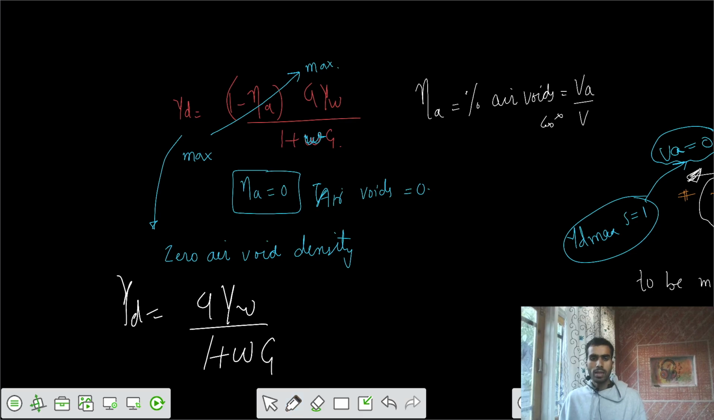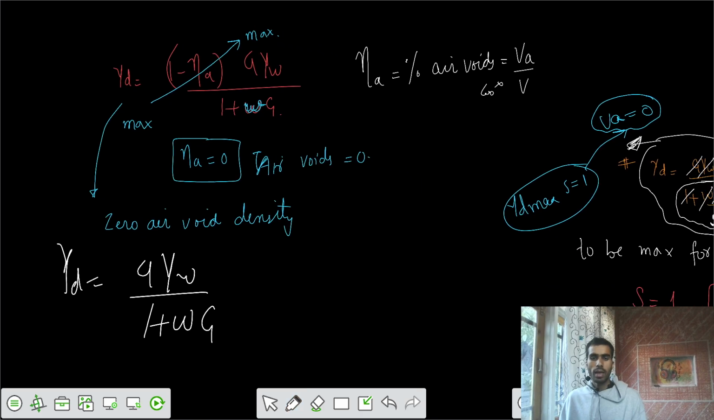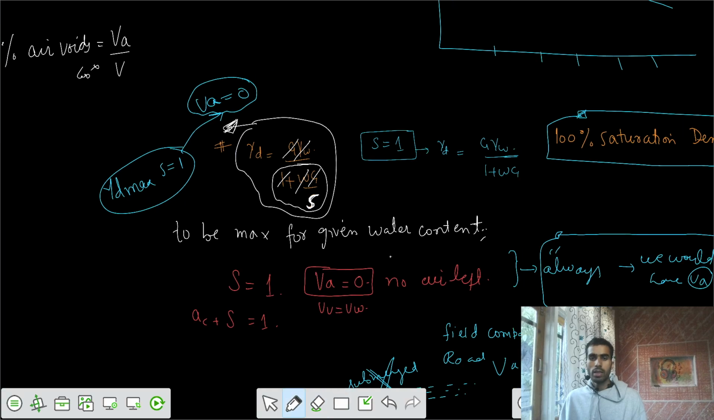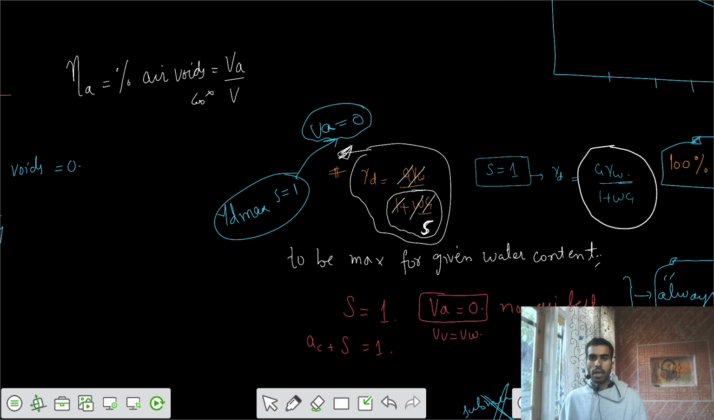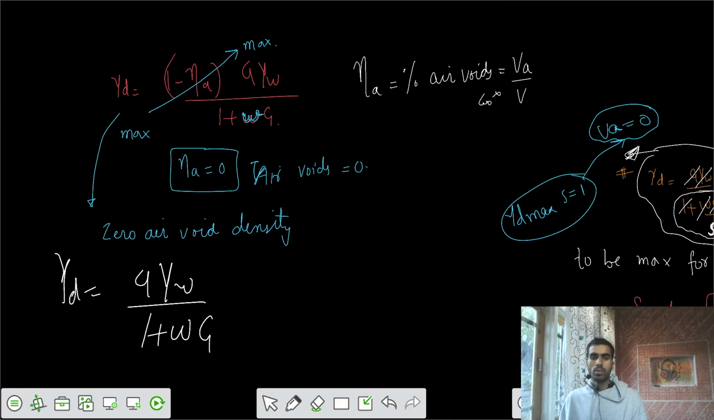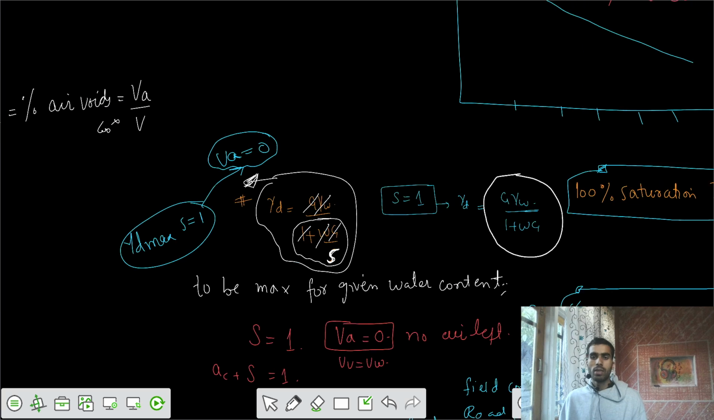But this is the same as the case when the degree of saturation is 1. When the degree of saturation is 1, the value of gamma D is the same as when Na is 0, when the air voids are 0. G gamma W over 1 plus G. So that means they are overlapping.